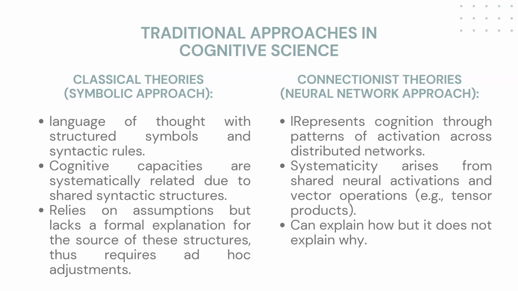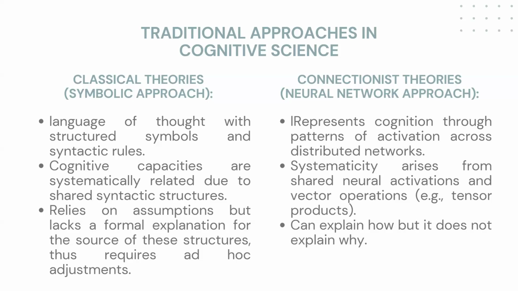On the other side, we have connectionist theories or neural network approach, where cognition is represented through patterns of activation across distributed networks, as the name suggests. And in this context, systematicity is supposed to arise from shared neural activation and vector operations, for example, tensor product. And this approach has been good maybe to explain the how.